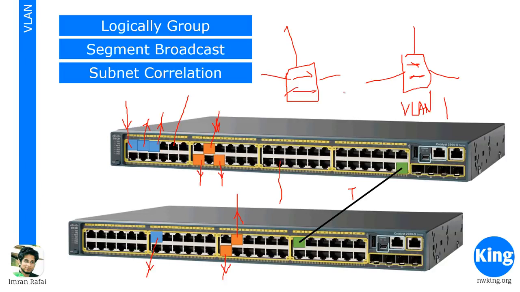So if I send anything out of one of the ports, it'll all come out of the other ports, and these blue ones are part of another VLAN, and these reds or oranges are part of another VLAN, right? So this is how it works. Effectively, it logically breaks the network and segments broadcast, like we discussed, and each of these VLANs will have to have its own separate network for communication.